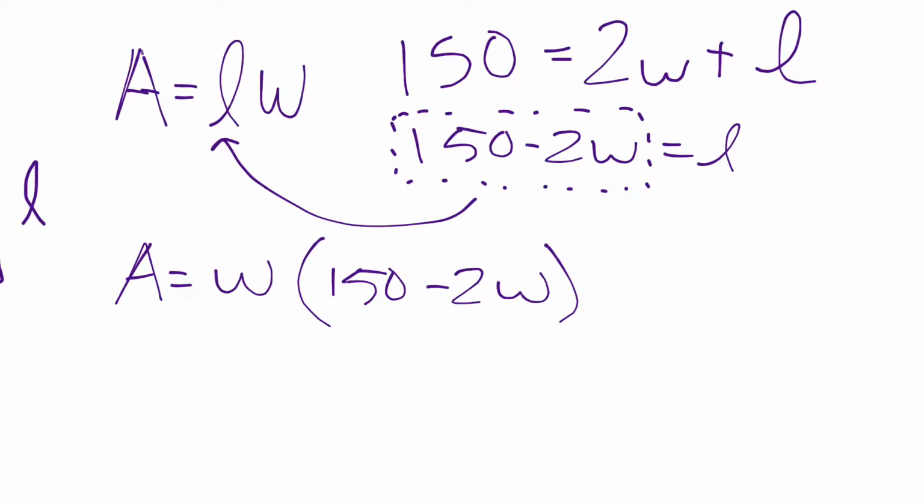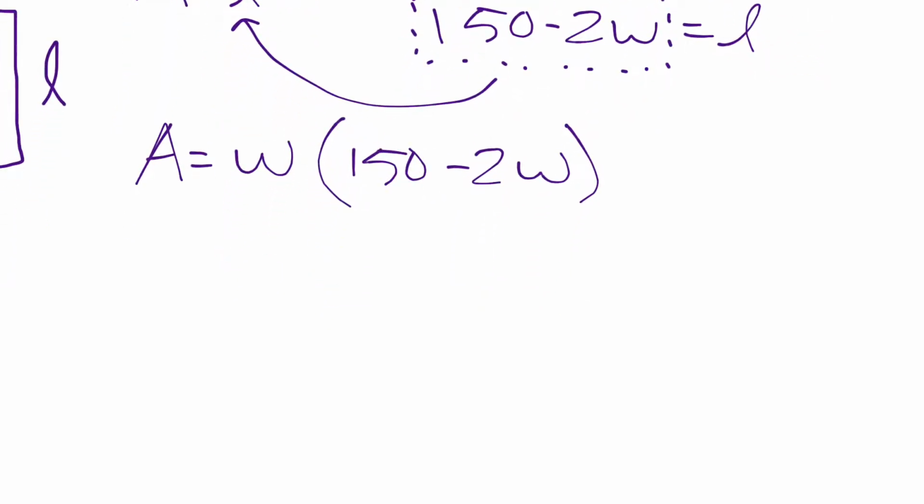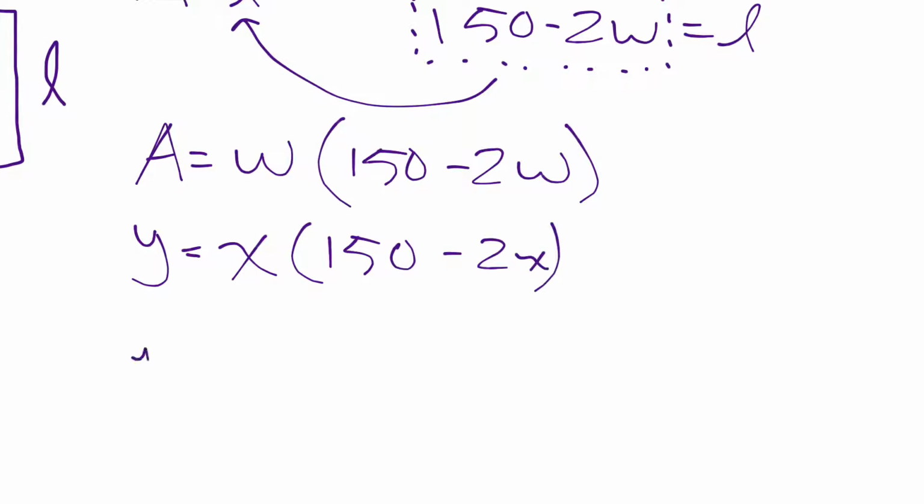All right, so we want to graph this equation. Keep in mind we can't graph A and W. We're going to have to graph Y equals X times 150 minus 2X. Let's make ourselves a little note. Y is area. X is width, that W. That's going to help us in a moment. So we're going to graph this, but we need to figure out what to do for our window. And to do so, we want to solve for the x-intercepts, because that's going to give us a perfect window.